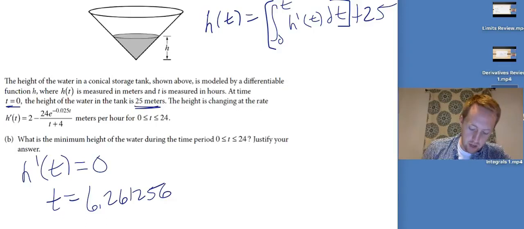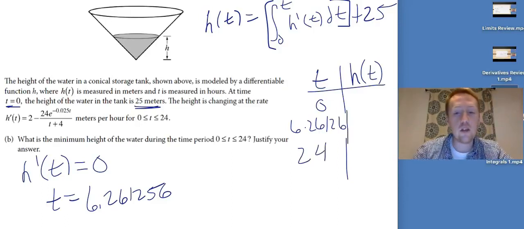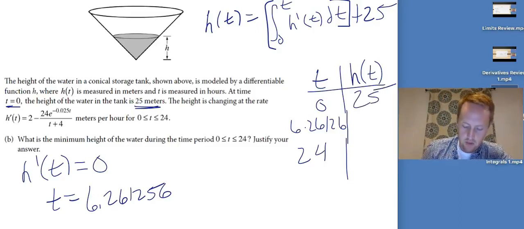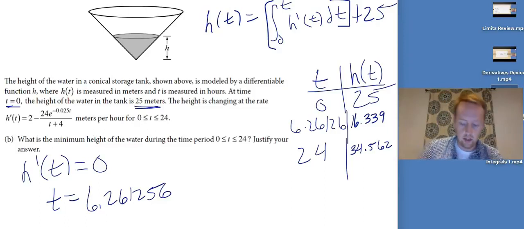So now I just need to make a table. Go 0 to 6.26126, just because I ran out of room. And then 24. Now I just need to do all these integrals. So when I integrate from 0 to 0, I don't need the calculator for that. That's going to be 0 plus 25 is 25. Now I do need to go into my calculator and get these other ones, so I'm going to pause while I do that. Back with some answers, plugged them in my calculator. It looks like this right here is the minimum.